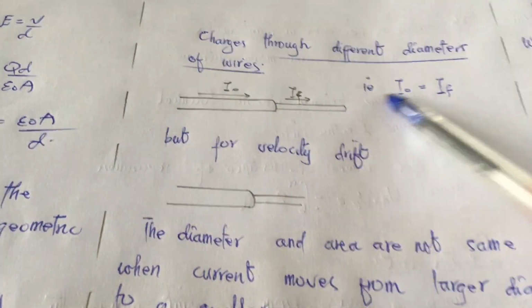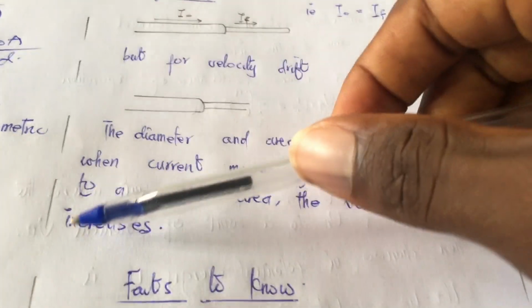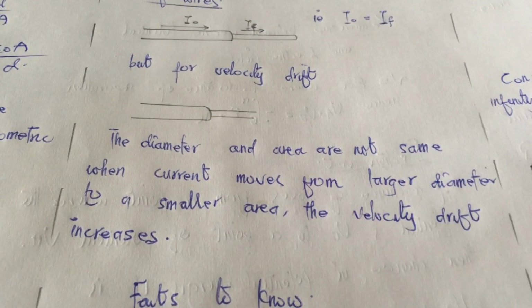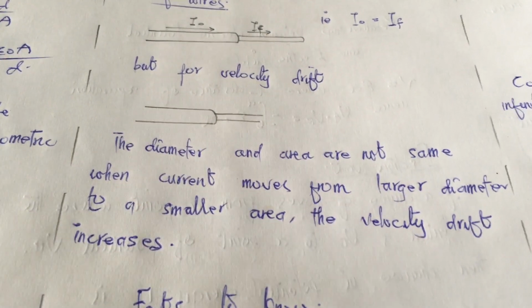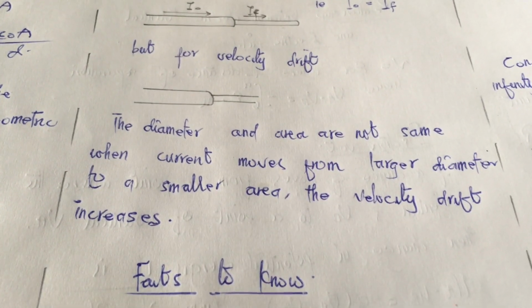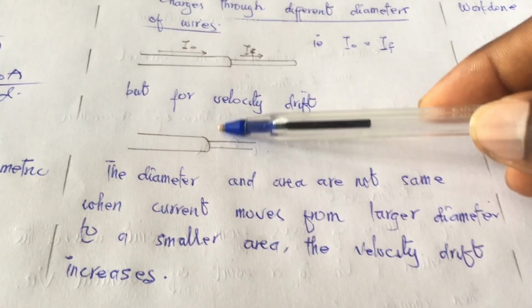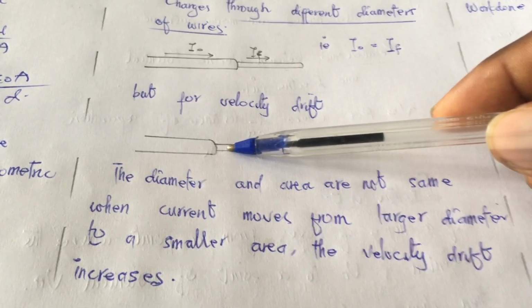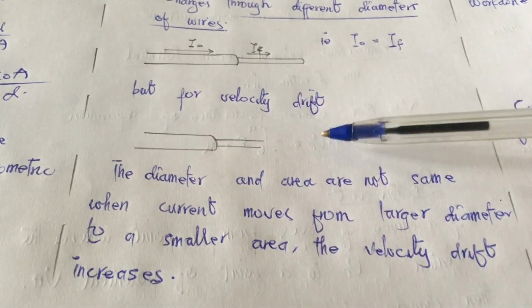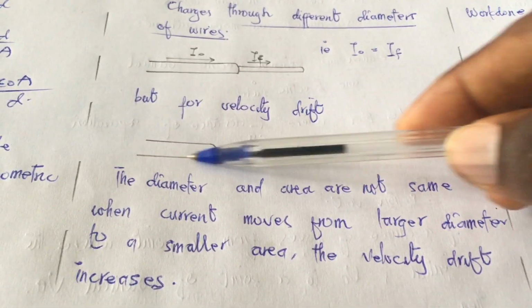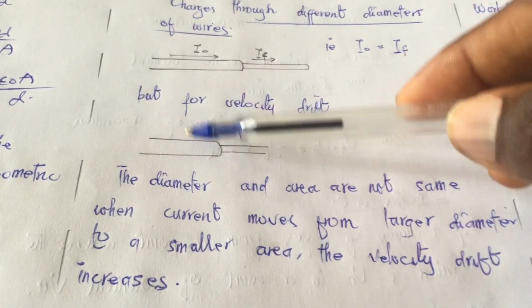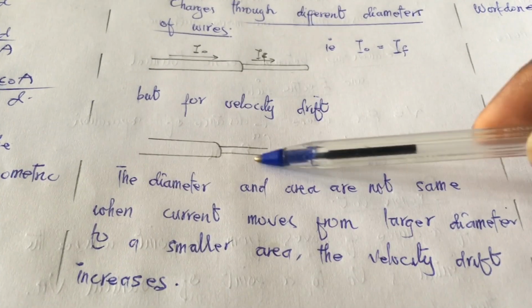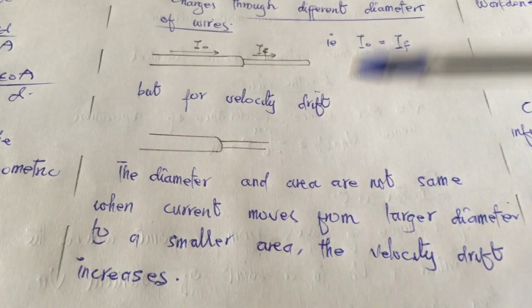For the current that is passing through, it will be the same, but for the drift velocity of the electrons through two wires made of the same material but different diameters, they are not going to be the same. It's like pressure. When we have a smaller area, the pressure will increase, which will cause the electrons to move faster as compared to the one here with a larger area. There, the electrons move freely, and it won't be as fast as the one passing through the wire with the smaller diameter.